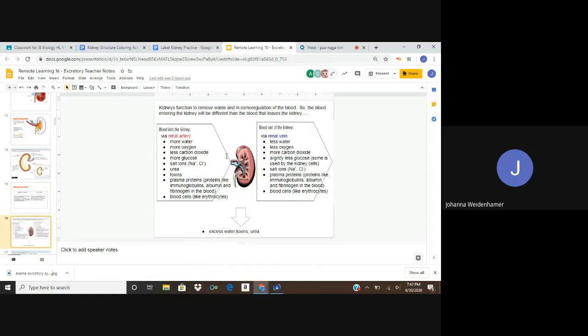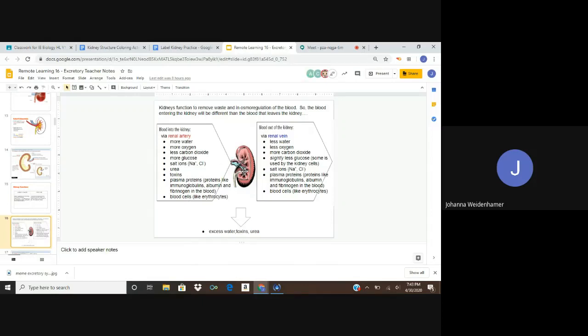As blood enters the kidney, we've already talked about how there's going to be more oxygen because it's coming straight from the heart, straight from the lungs. We're also going to have some more water, obviously less carbon dioxide. We have glucose, salt ions, but also urea and toxins are going to be coming along too. And then also, within the blood itself, we're going to have some plasma proteins and blood cells, or red blood cells, coming in.